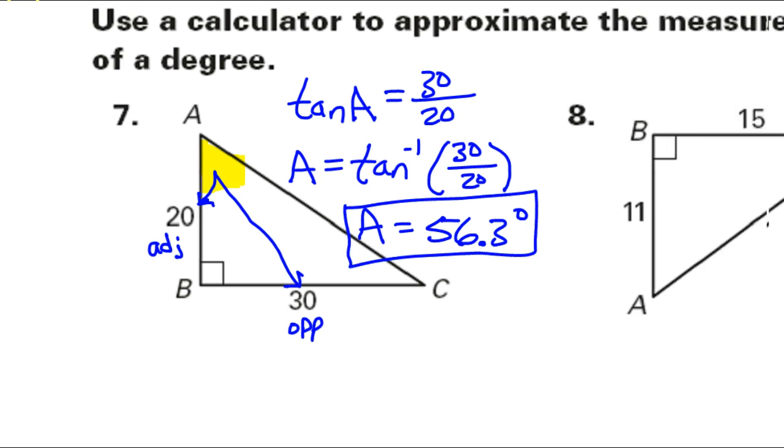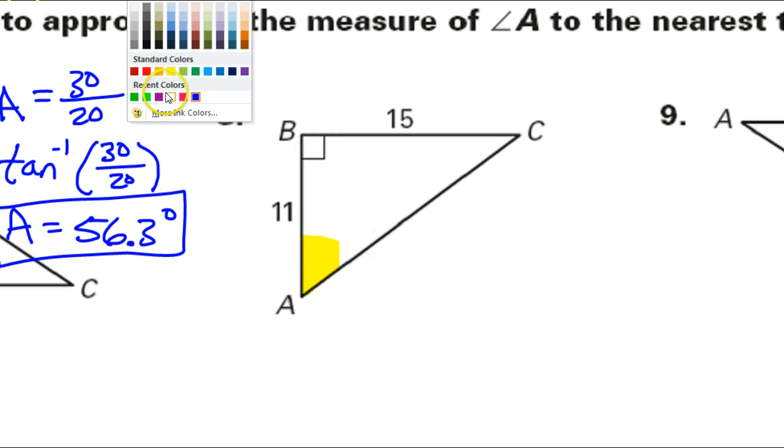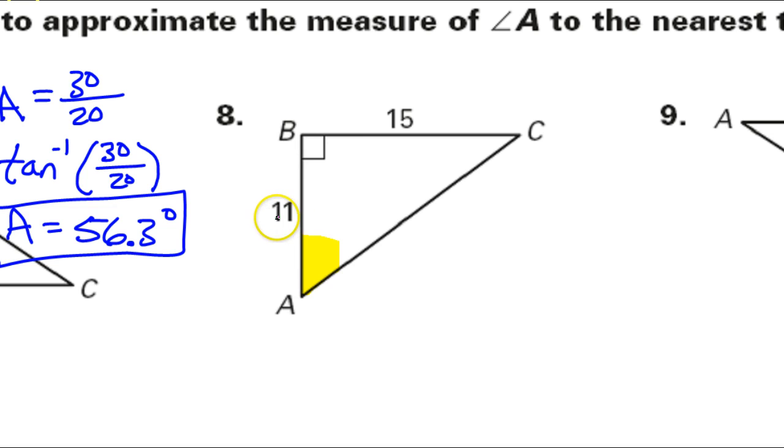How about number 8? Again, we're supposed to find the measure of angle A, so you need to focus your eyes on this angle right here. From that angle, we're given these two numbers, 11 and 15. Is either one of these the hypotenuse? I like to get that out of the way first. No, the hypotenuse is AC, so these are opposite and adjacent. The one really close to the angle is the adjacent leg, because adjacent means right next to, and the one that's farther away is the opposite leg.